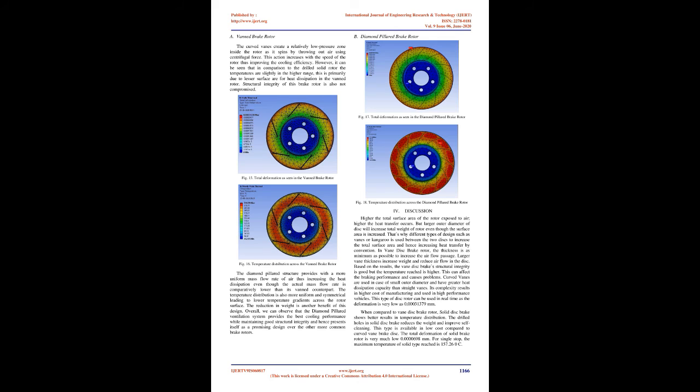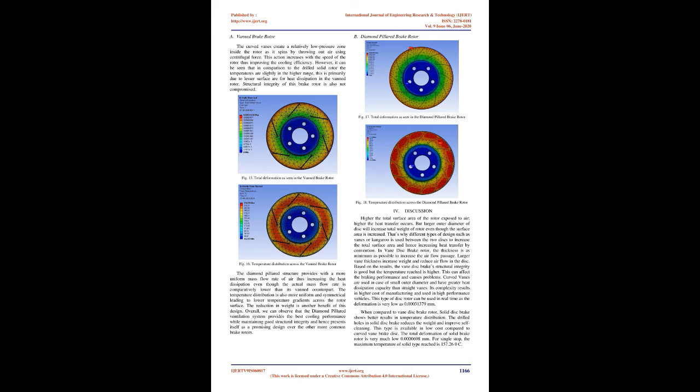Drilling holes also decreases the mass of the rotor, which can in turn reduce the unsprung mass of the vehicle. This provides an opportunity to use a less expensive and less rigid suspension for improved ride quality and passenger comfort as well. A vaned brake rotor.